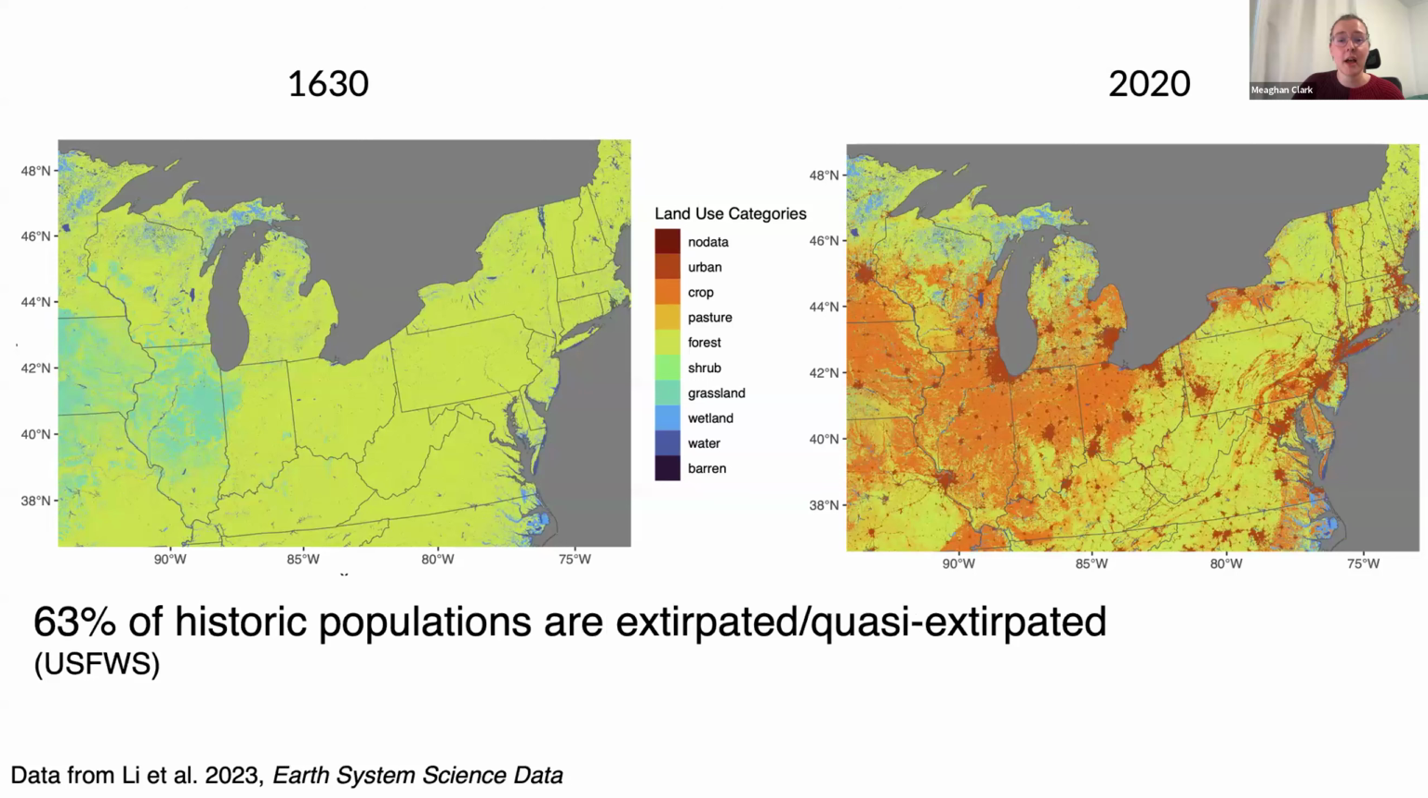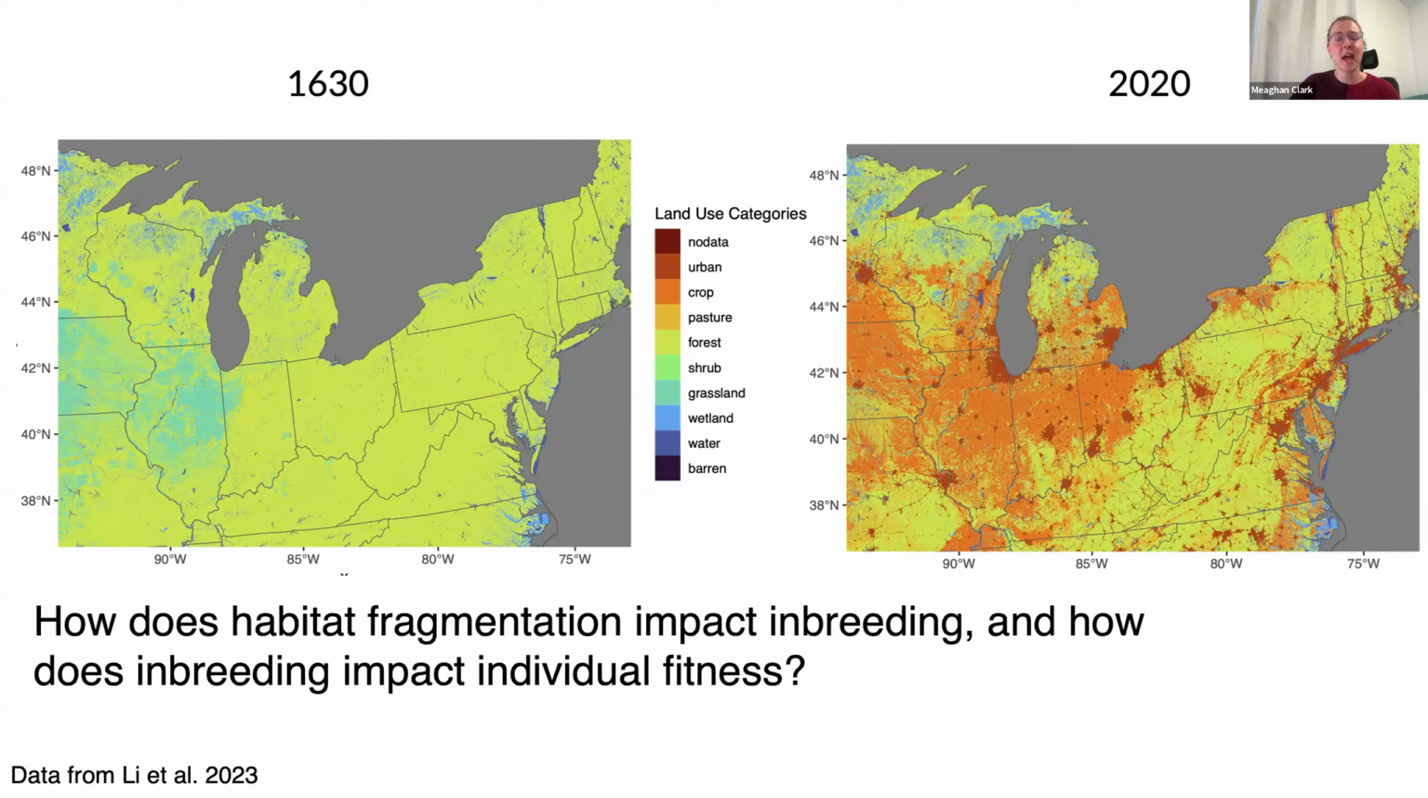Largely in part because of this habitat loss, Eastern Massasaugas are currently listed as threatened in the United States and are a species of special concern in Canada. Over half their historic populations have been or are expected to become extirpated. And so we know that this habitat loss drives population extirpation, but what we don't know is how habitat fragmentation impacts inbreeding in these small and isolated populations, and if inbreeding has any fitness consequences in this species that was likely historically small and patchy.